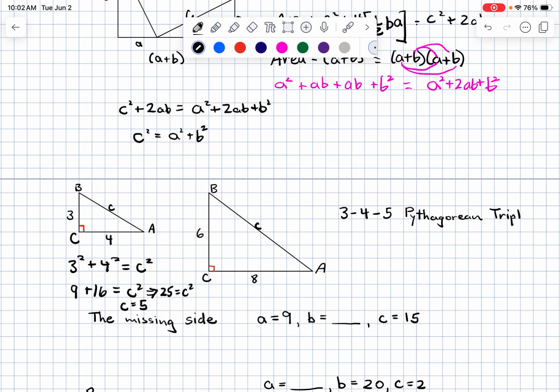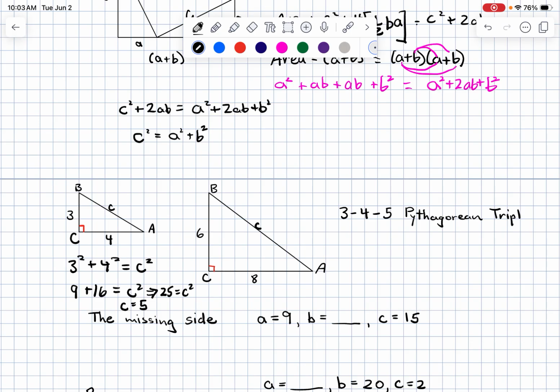Now, really, if you have c squared equals something, you would say c equals plus or minus the square root of that something. But we're dealing with length here, so we're not going to say plus or minus. We're just going to use the positive root. So c squared equals 25 means c equals 5.